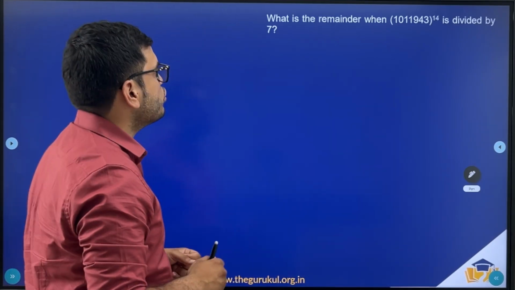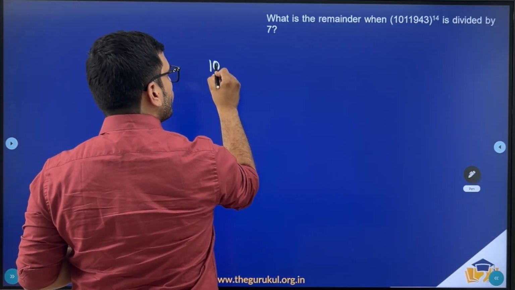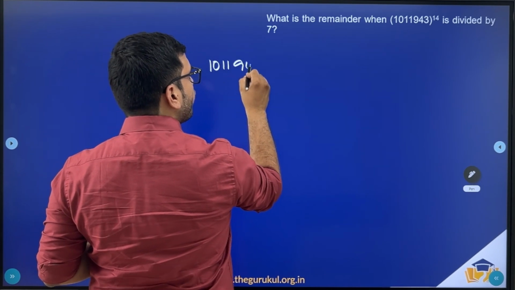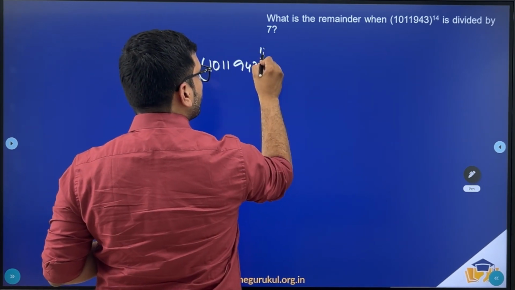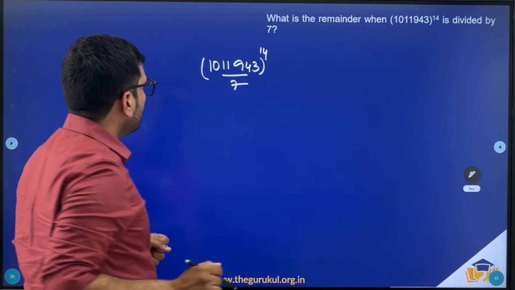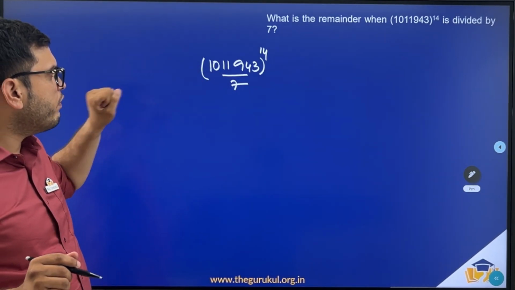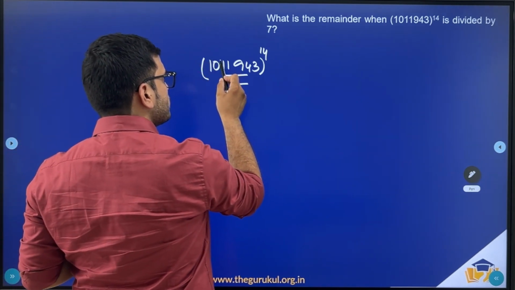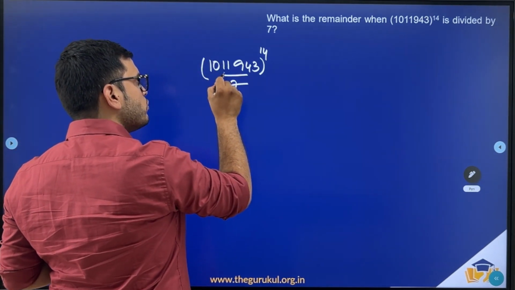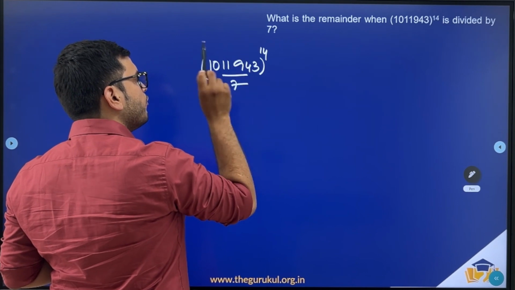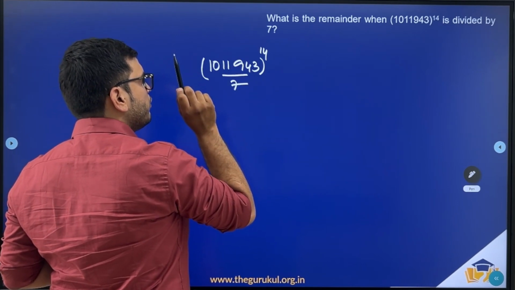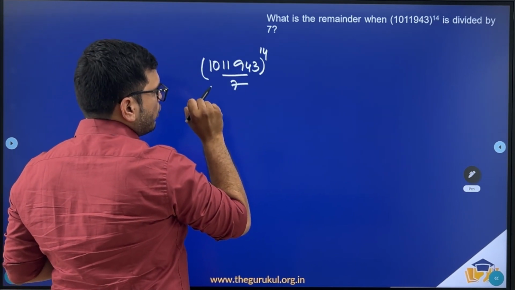Now coming to the third question. What is the remainder when 1011943 power 14 is divided by 7? Now first let's find the remainder when 1011943 is divided by 7. So 7 ones, 4's 28, again 4's 28, 39, 5's 35, 44, 2.